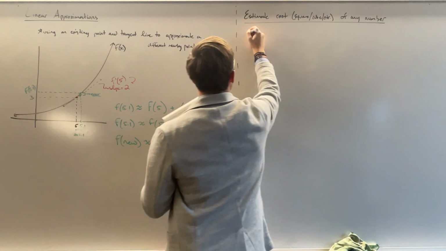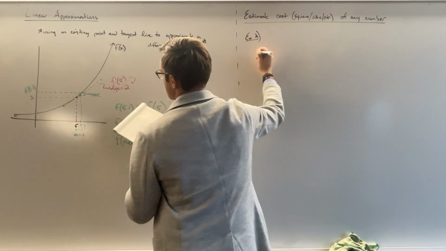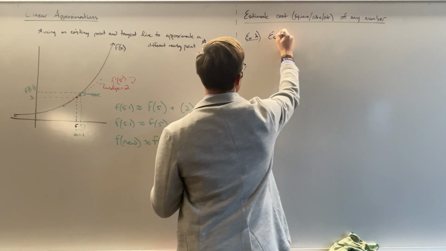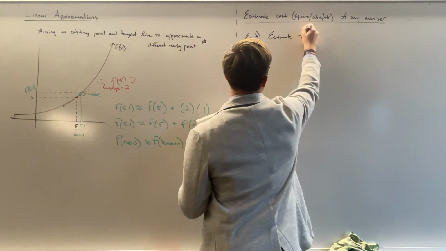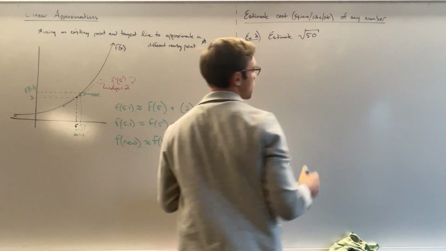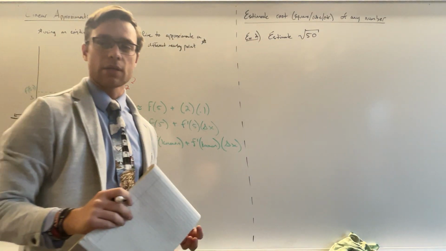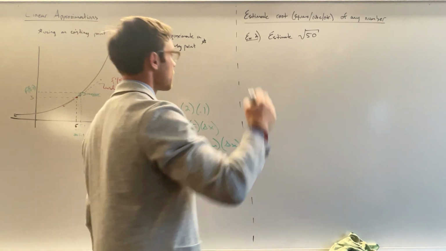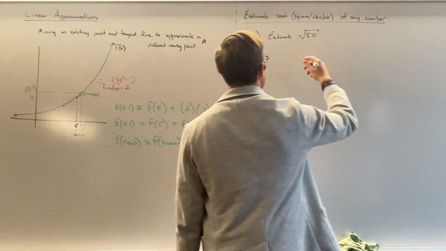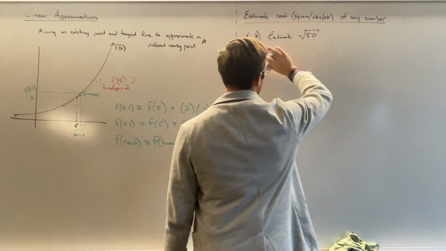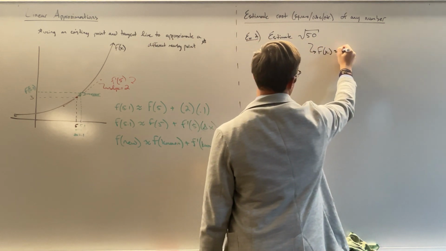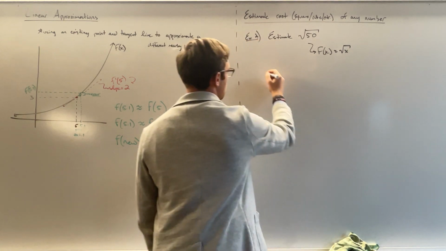Here's an example. I'll call this example 2. Let's estimate the square root of 50. Well, we don't know what the square root of 50 is. But let's see if we can walk through this. For estimating the square root of 50, let's start by treating this as the function f of x equals the square root of x. So it looks like this.